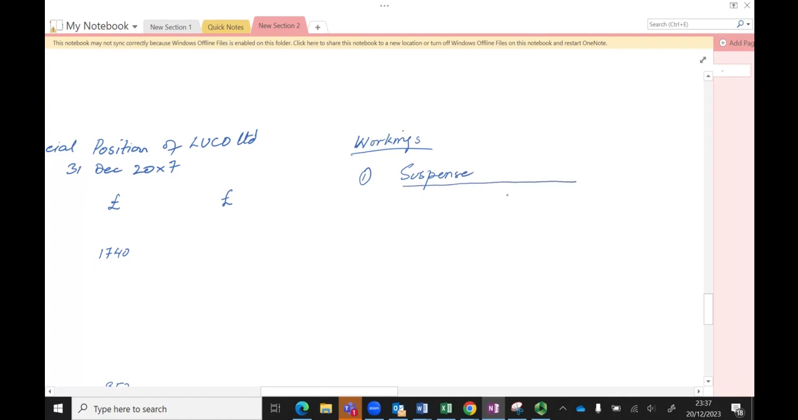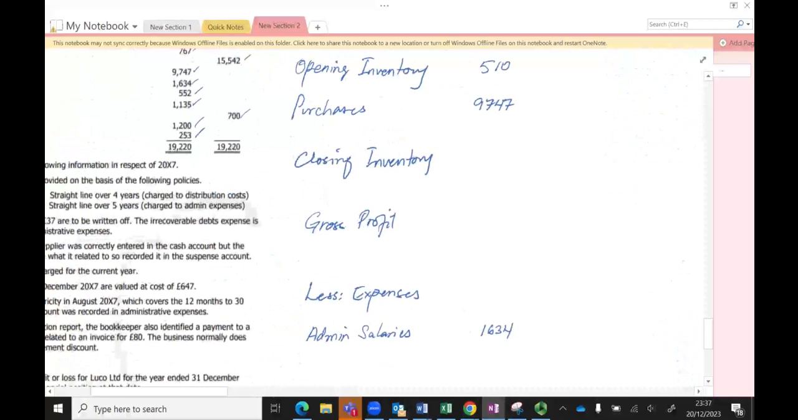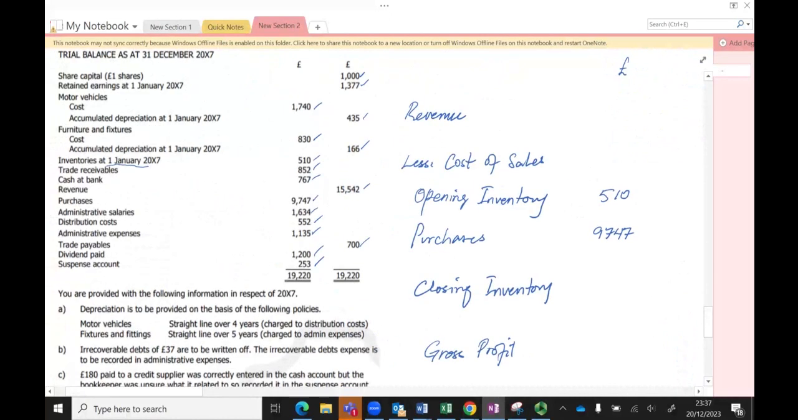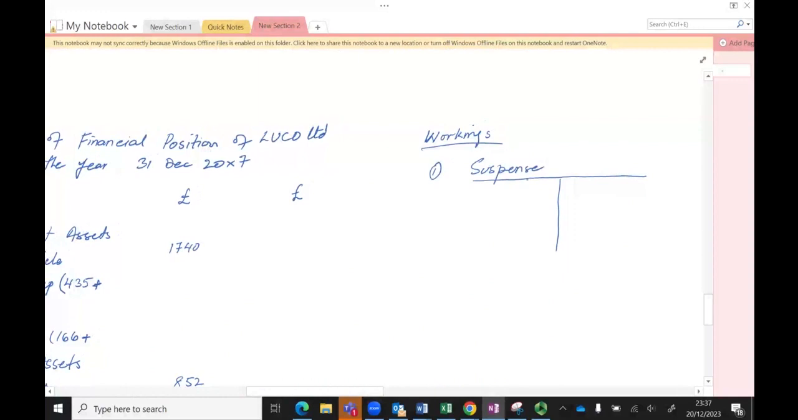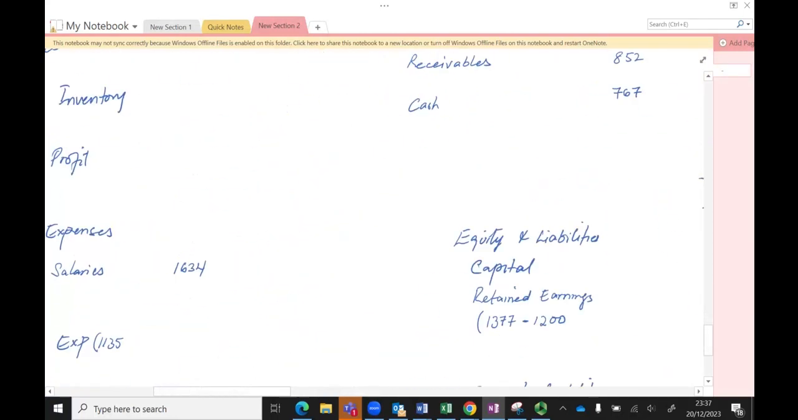So I'll open a T account, and as you can see, the suspense balance is appearing on the debit side of the trial balance. So we will write 253 on the debit side, and I'll write brought down balance as an opening balance. Let's deal with the first note.